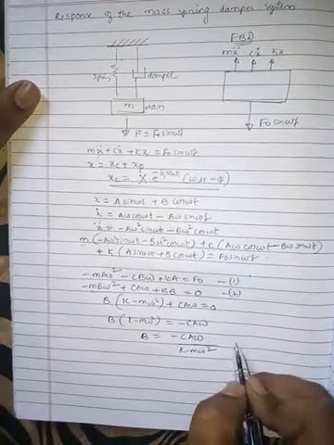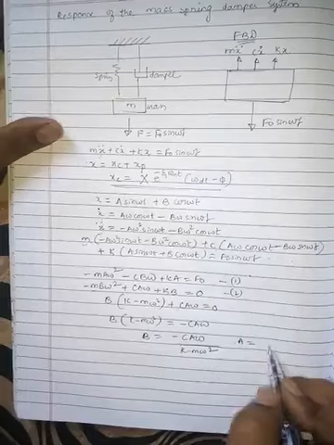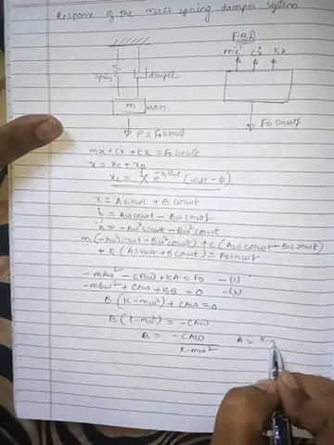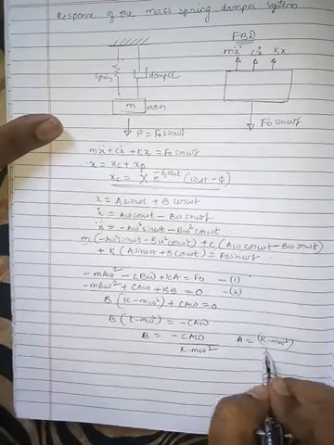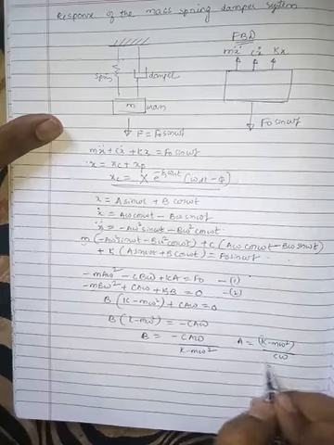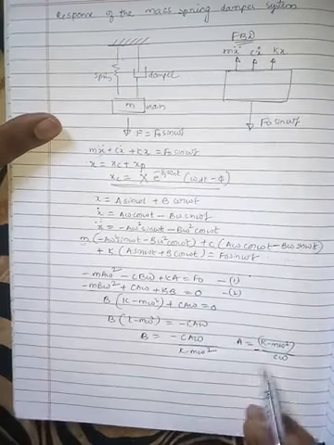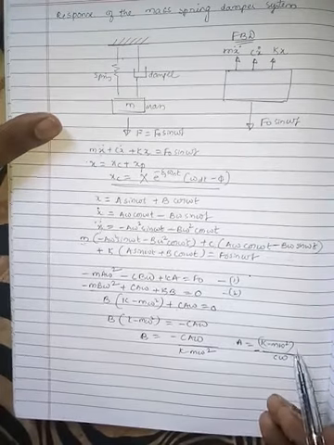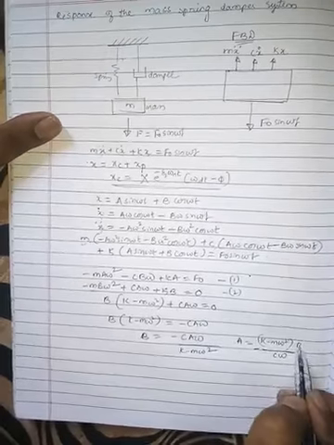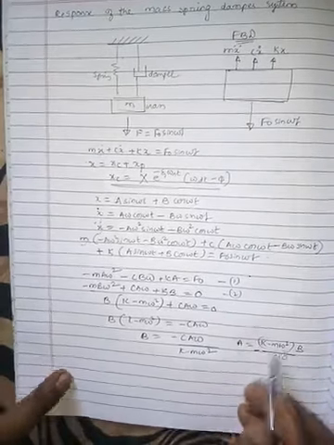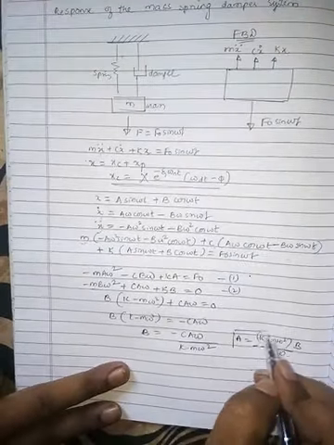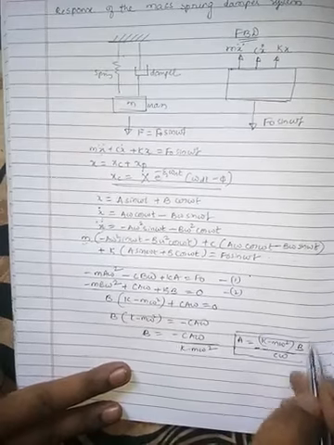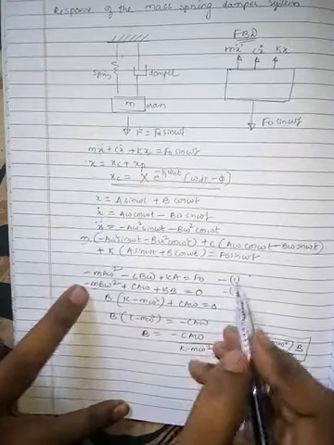So by this, a can be written as (k minus m omega square) by c omega, it is minus (k minus m omega square) by c omega, times b. Okay, b is there. So this is a constant a. Let us substitute this value in equation 1.